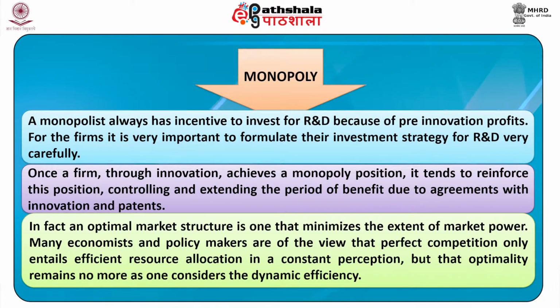But at the same time, there is another very important aspect regarding efficiency. Market power implies a loss of allocative efficiency. In fact, an optimal market structure is one that minimizes the extent of market power. Many economists and policy makers are of the view that perfect competition only entails efficient resource allocation in a static perspective, but that optimality no longer holds as one considers dynamic efficiency. This is not to say that monopoly is the market structure that leads to the highest level of dynamic efficiency.